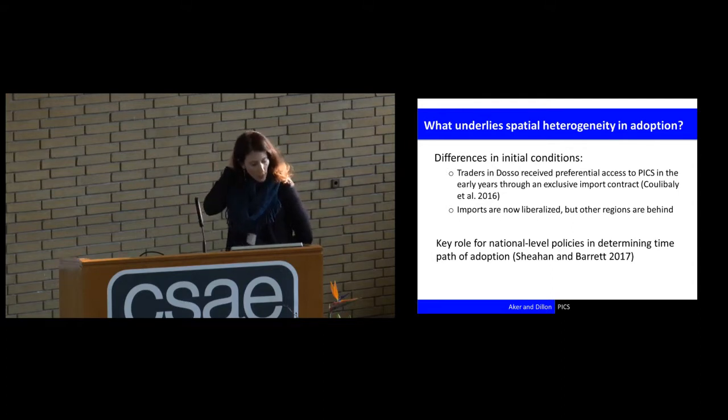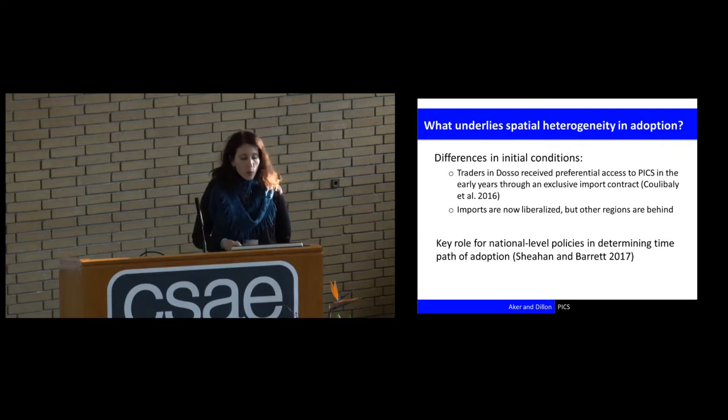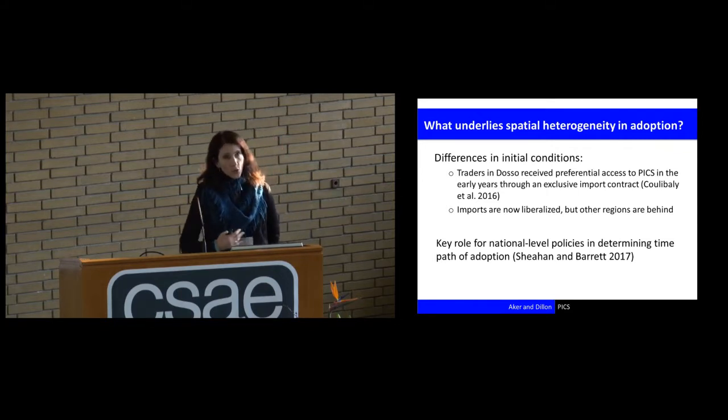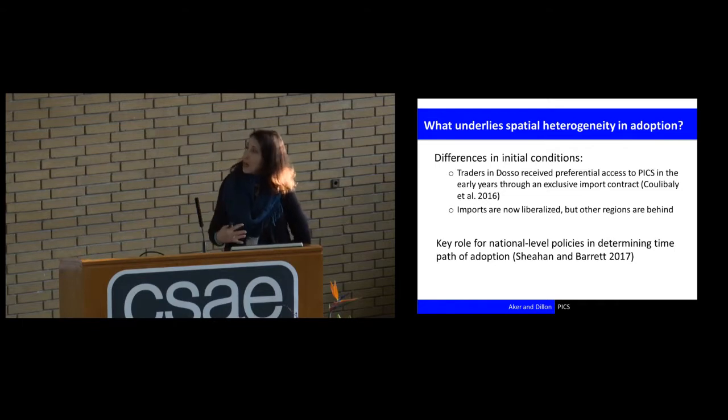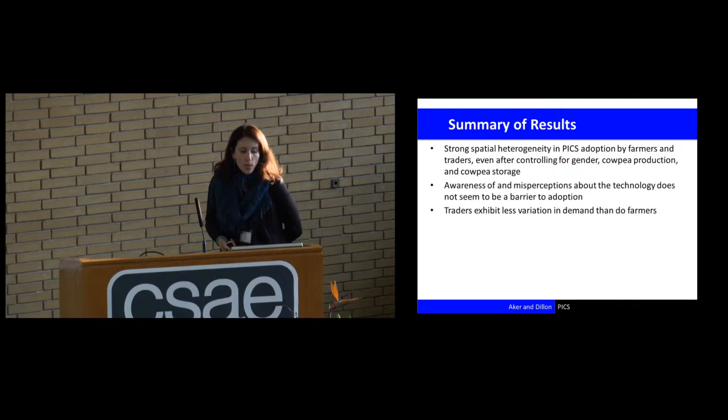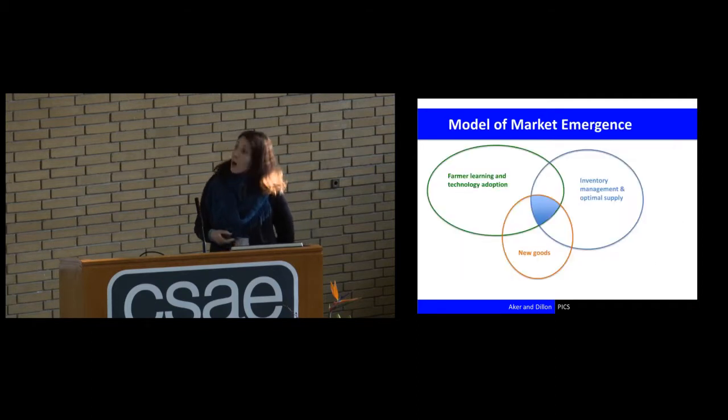So what explains this spatial heterogeneity in supply? We go through a bunch of different things in the paper that we're trying to work out right now with some follow-on work, a randomized control trial on the supply side. But basically it goes back to the way in which these bags were initially introduced into the country, which was through preferential access to PICS in the early years through an exclusive import contract, even though imports are now liberalized and can be brought in through a variety of different importers and from a variety of different producers. It seems as if those initial conditions really allowed supply to come onto these markets, farmers to learn from traders, and farmers to get used to using this technology, and so it really allowed this market to emerge.